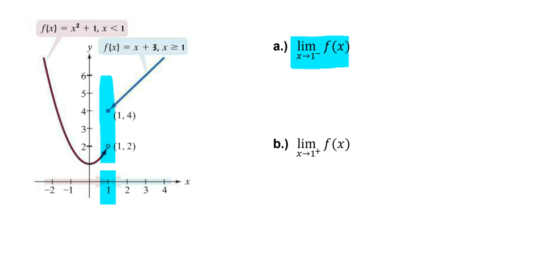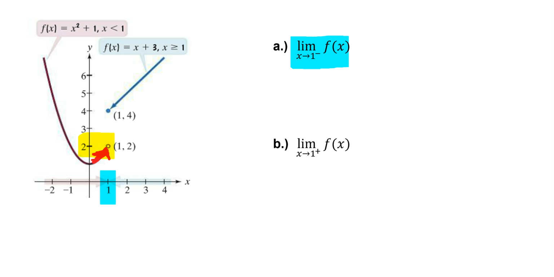If we're approaching it from the left side, you need to ask yourself, which curve is to the left of x equals 1? And that's going to be this part right here, right? So as we approach 1 from the left, that's going to be approaching 1 from the left side of the curve, which is this arrow that I'm drawing in poorly right now, and that's approaching that hole, which is a y value of 2.